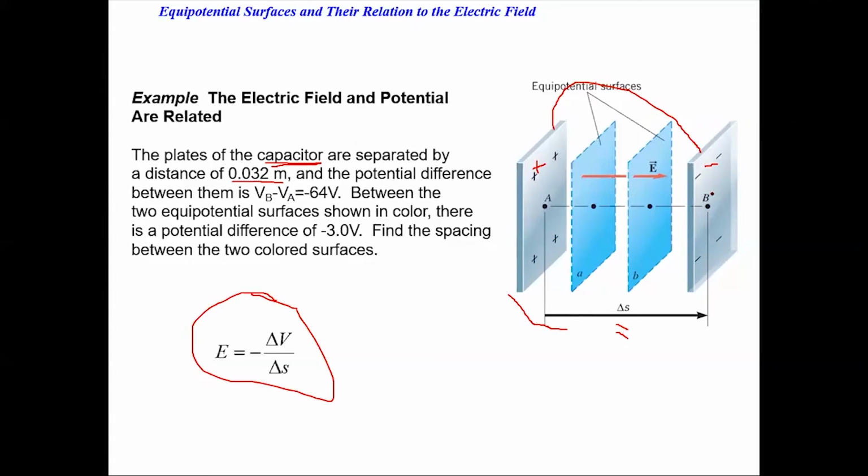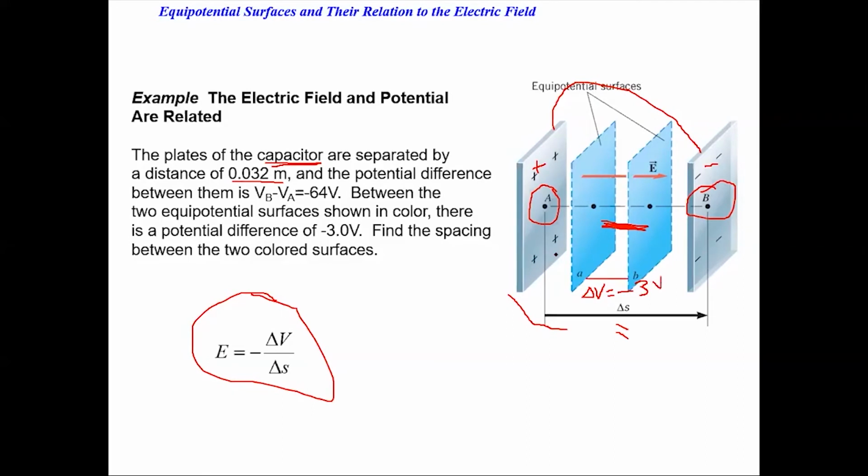So this is your B, look, this is your B. Did you see B here? This is your A. What is BB minus BA? Negative 64 volt. Between the two equipotential surfaces shown in color, that's what I meant. This is what the question meant. Between these two surfaces, there is a potential difference. Between these two, what is the delta V? Delta V between these two plates is negative 3 volt.